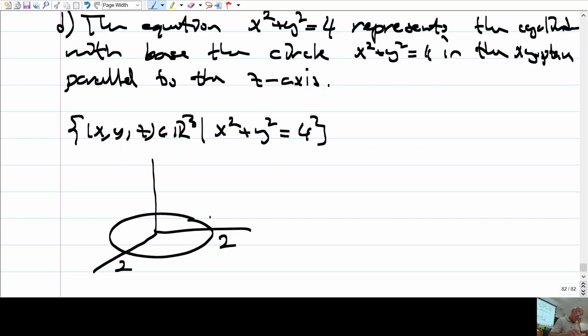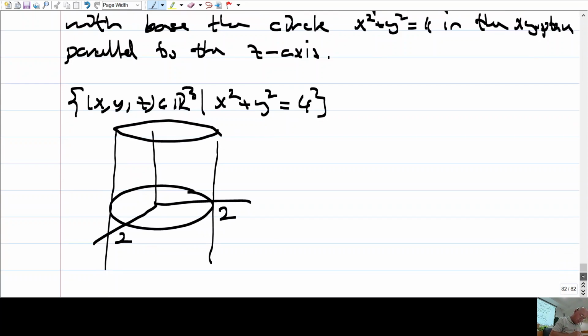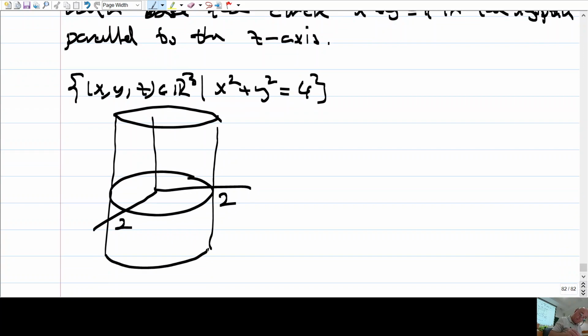This will mean that you just take this circle and translate along the z-axis. So if you have a circle, you just translate along the z-axis, you will get a cylinder. Okay, so you get a cylinder like this.